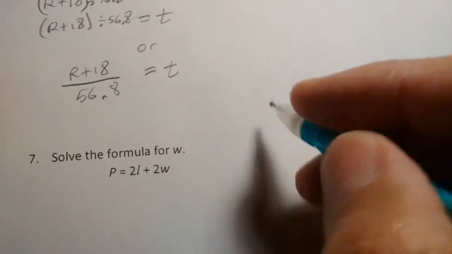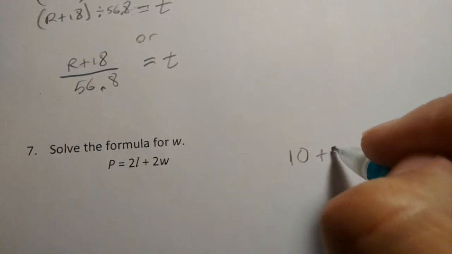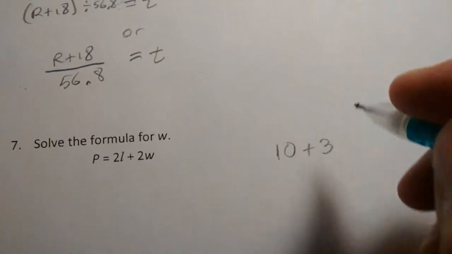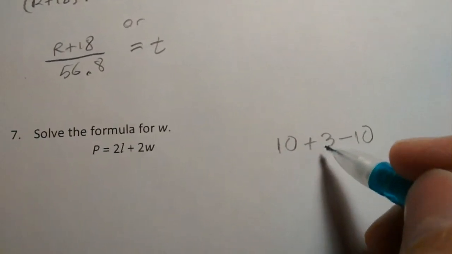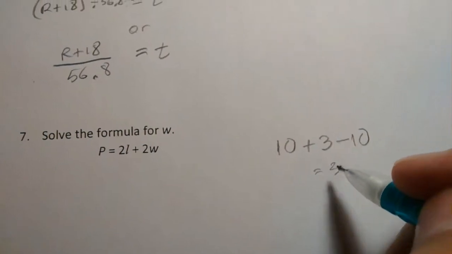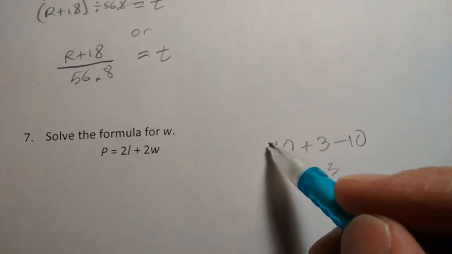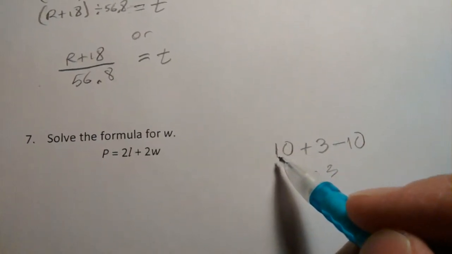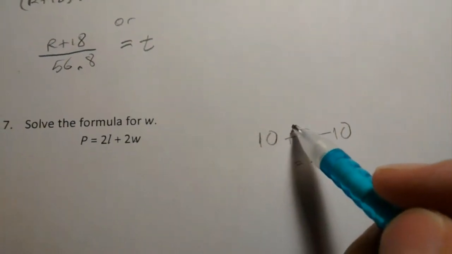Let me show you a trick here. If I take 10 and add 3 to it, hopefully you say that's 13. But what if I subtract 10 from it? So if that's 13 minus 10, that gives me 3. This subtraction of 10 undoes this 10, and I'm left with this.